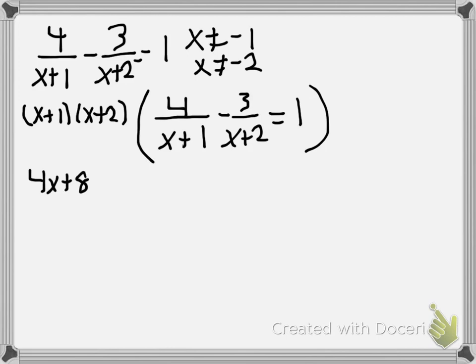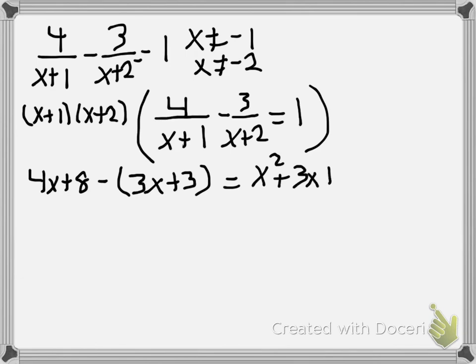Now in the second one, I have a minus sign, so I'm going to make sure that I do this. I have x plus 2 that cancels out, so I have x plus 1 times 3, so that's going to be minus 3x plus 3. And then I have 1 times x plus 1 times x plus 2. Well, I'm going to go ahead and FOIL that out. So it's x squared plus 3x plus 2. Now it's just algebra time. 4x minus 3x is 1x. 8 minus 3 is 5.